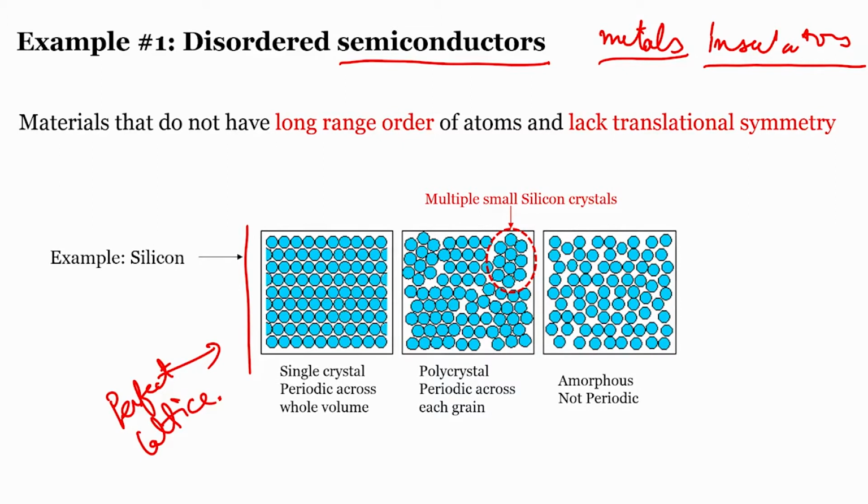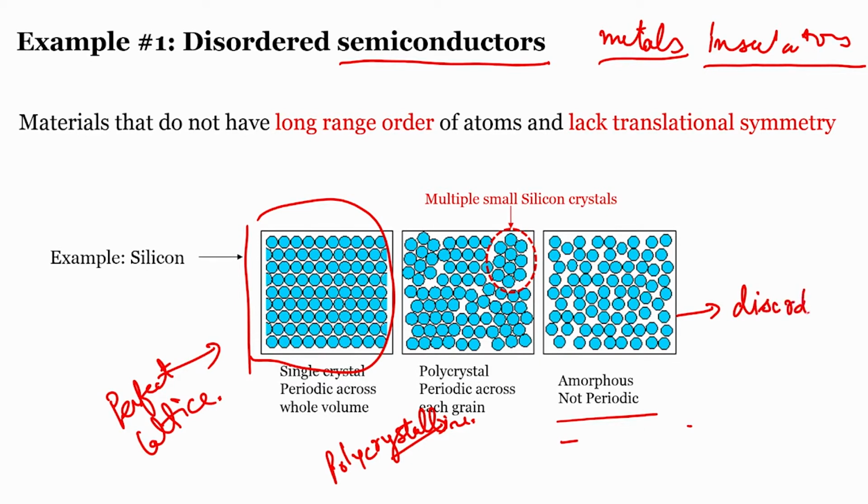Now the second class of material, you do not pay much attention to the complete order as you do in a single crystal, but there is localized ordering. As you can see in patches, these atoms follow some kind of ordering locally. This kind of system is called polycrystalline. And the last one, which is of interest for us, is amorphous, or not periodic, and this is a very classic example of a disordered system.